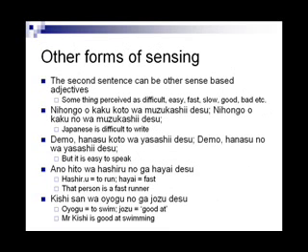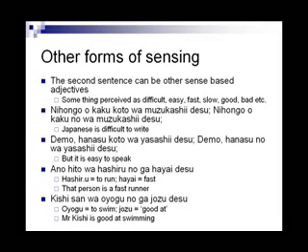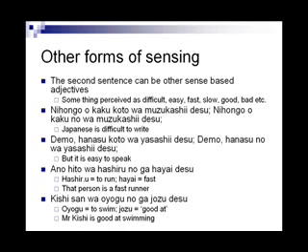The second sentence need not contain a verb. It can also consist of an adjective. I said that no is used when we talk about sensing, which is not limited to hearing and seeing. All perceptions are sensed by the mind. Some things can be perceived as difficult, easy, fast, slow, good, bad, etc.